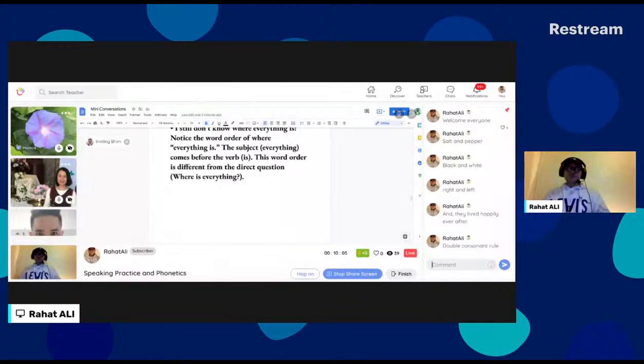Double consonant rule. Double consonant rule. To connect two sentences, teacher? Yeah, connect two sentences. Another is if there are similar consonants in one word, we remove one.